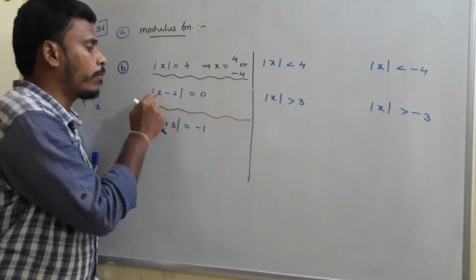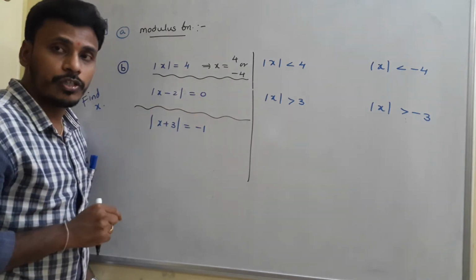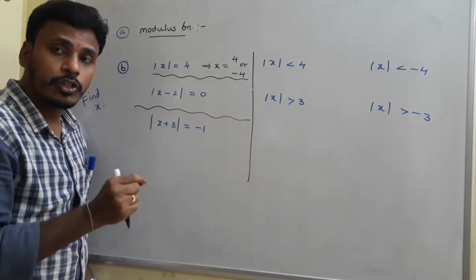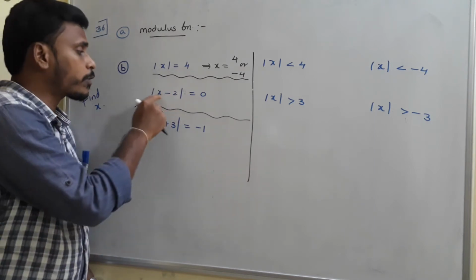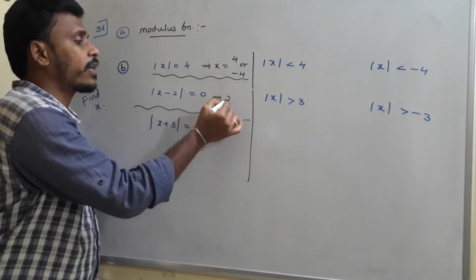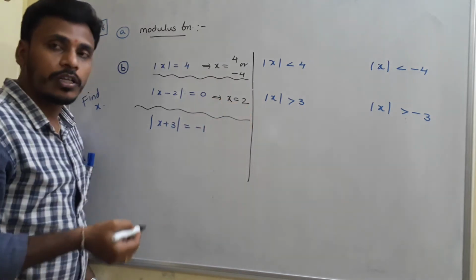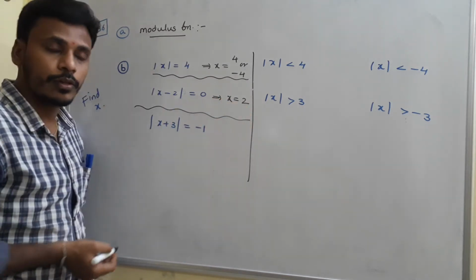And the second problem, modulus of x minus 2 is 0. See, the modulus value is 0 only if the expression inside the modulus is 0. So this expression is 0 whenever x is equal to 2. So the only solution for the second equation is x equals 2.